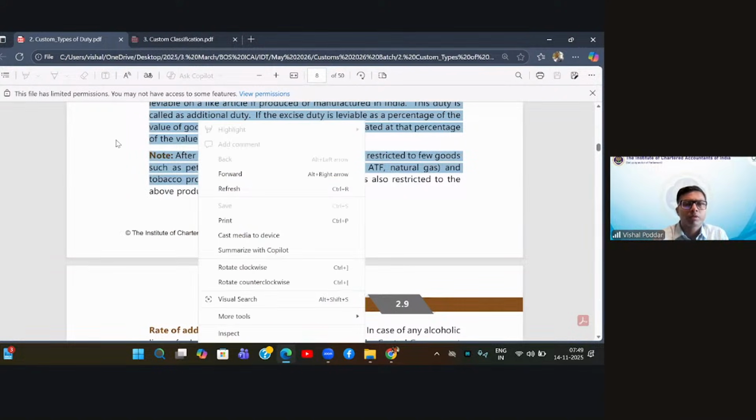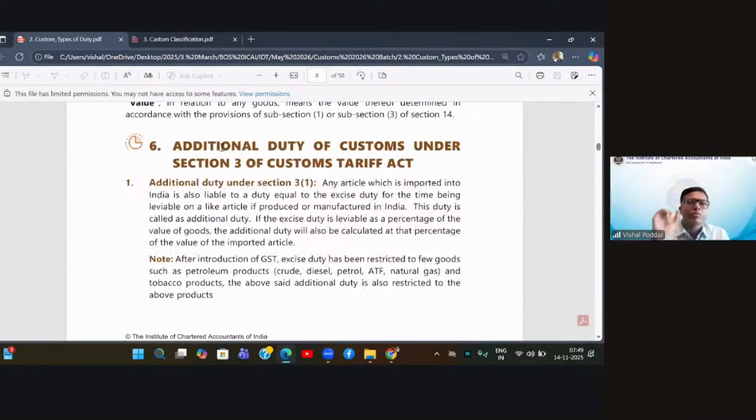Now, we saw section 2, which is basic customs duty, which has two schedules: schedule 1 for import, schedule 2 for export. And then we also discussed other duties. Now we discuss it in detail because all these other duties, GST, compensation cess, everything is given in section 3 of the Customs Tariff Act. Now what does section 3 talk about? Section 3 talks about additional duty of customs. Now what is this additional duty? As I said, it is nothing but collecting all the local taxes.